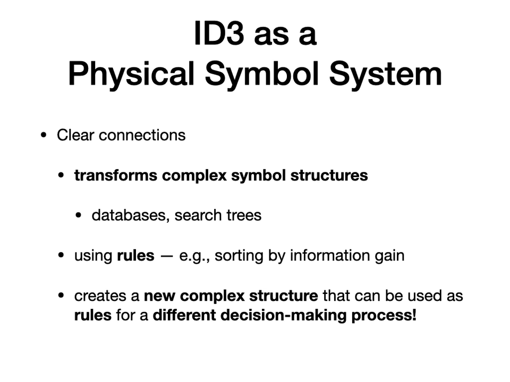I think it's fair to incorporate that to make that connection. It's definitely transforming complex symbol structures, right? It takes these databases and turns them into search trees. It uses its own set of rules by sorting information gain and calculating it and all that. And it creates this new complex structure that can be used as rules for a different decision-making process, right? So the ID3 algorithm itself is helping to create other physical symbol calculations, physical symbol structures, right?